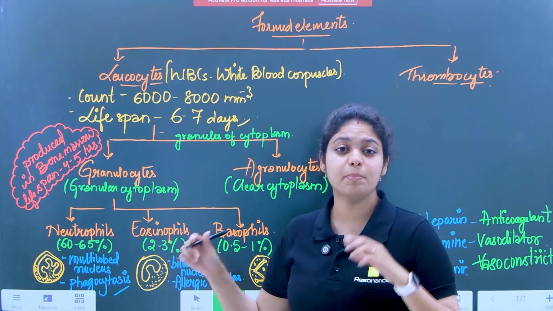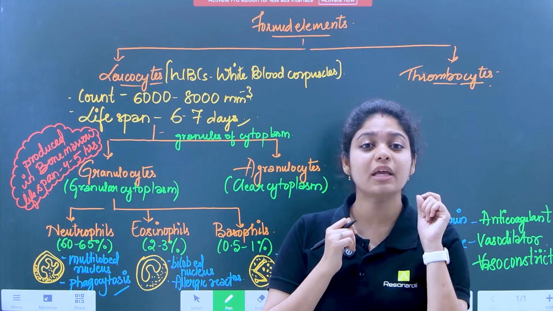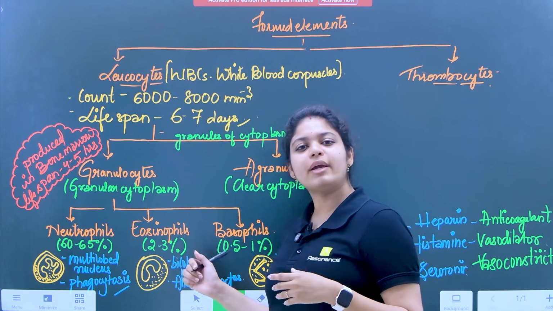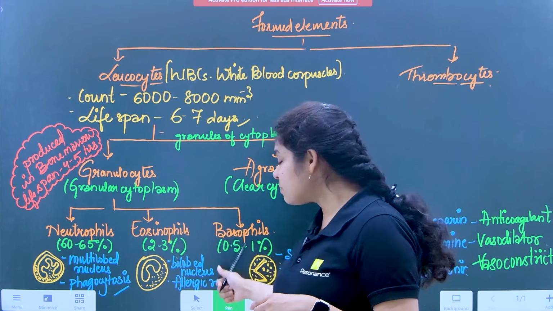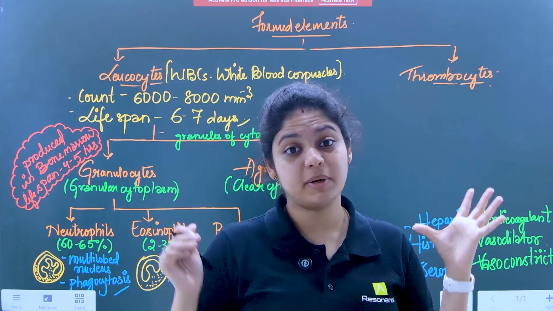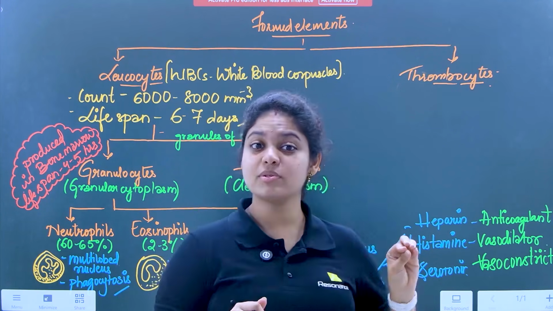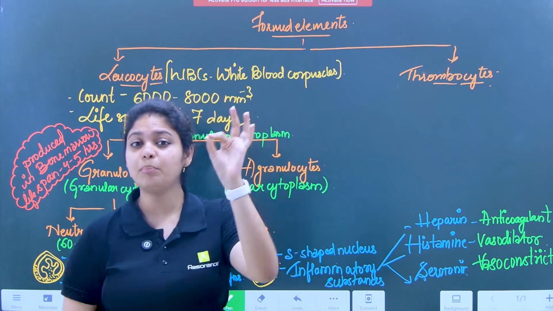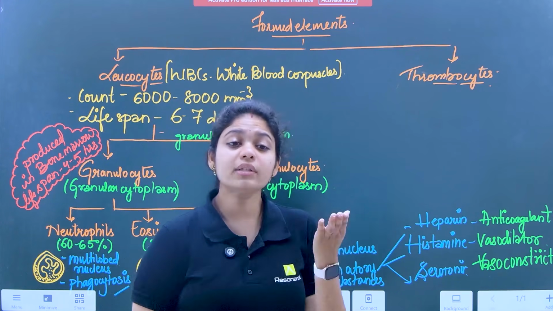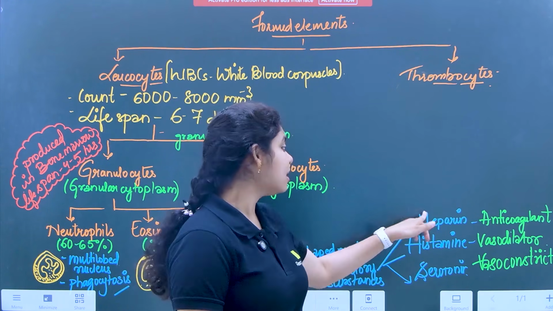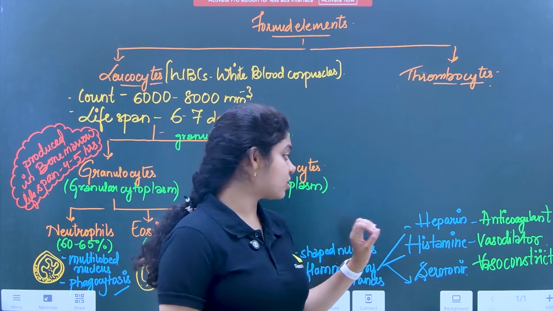Next, basophils. Basophils take basic stain. They will not take acidic stain, only basic stain. That is why they are called basophils. Understood? These basophils are least in blood, 0.5 to 1 percent, but they have a very, very important function: they produce inflammatory substances. What are those? Heparin, histamine and serotonin.